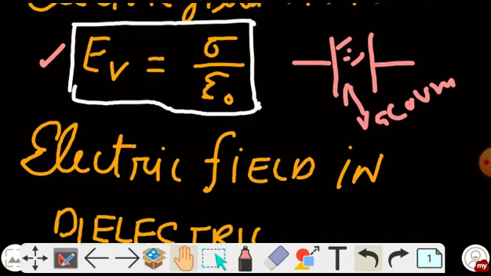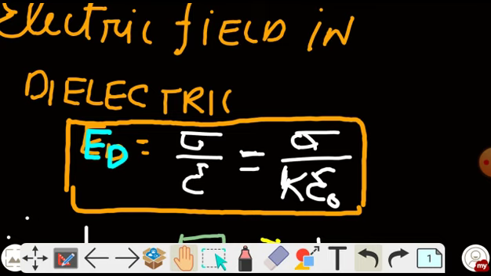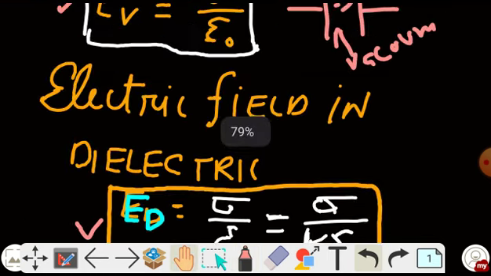And we have also studied that when there is a dielectric which completely fills the gap, in the region of dielectric the electric field is given by sigma by k epsilon naught. Only k comes here. We have discussed these cases separately in the previous videos. If you haven't gone through these concepts, the link is in the description. Go check the second video first. So we have discussed these two cases separately.